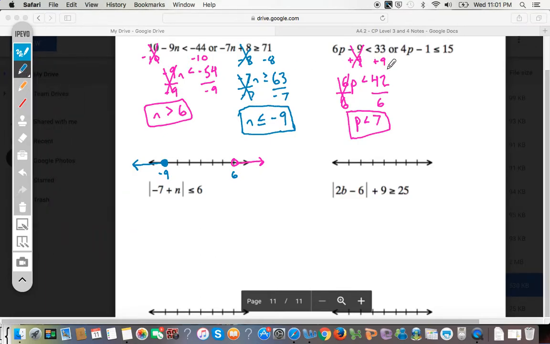And now let's look at the other side. Okay, I have 4p minus 1 is less than or equal to 15. So I'll add 1 to both sides. These cancel. So I have 4p is less than or equal to 15 plus 1, which is 16. So I have a positive coefficient that I'll divide by. So p's all alone. The sign stays the same: p is less than or equal to 16 divided by 4, which is 4.